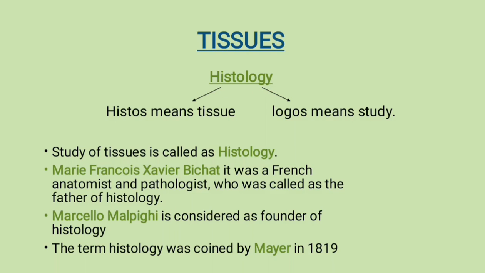Histology is formed by the combination of two terms. One is histos and second one is logos. The meaning of histos is tissues and the meaning of logos is study. So we can say that the study of morphology and the functions of tissues is called histology.